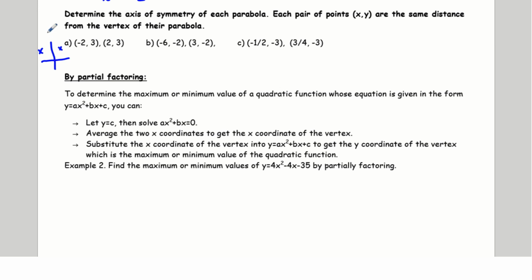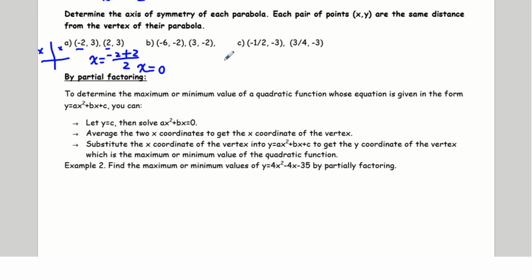So where is the axis of symmetry? The middle of those two. It will give you x equals -2 plus 2 divided by 2. That is the midpoint of these two, and that is the axis of symmetry. x equals 0.